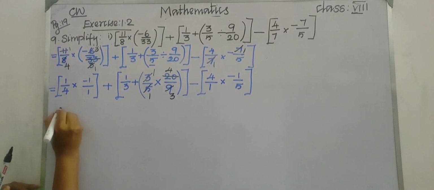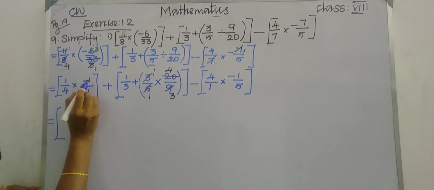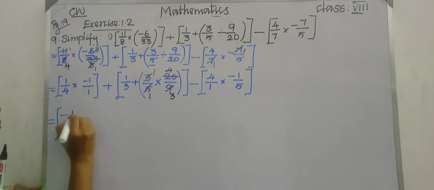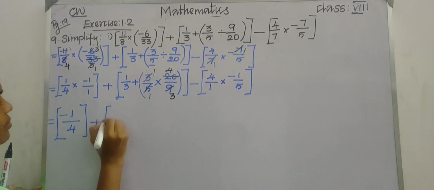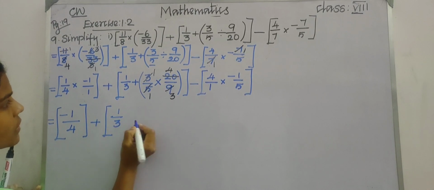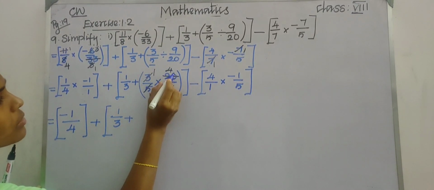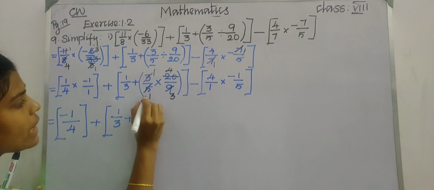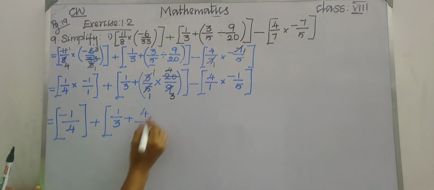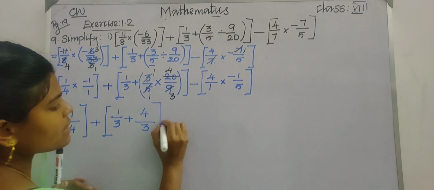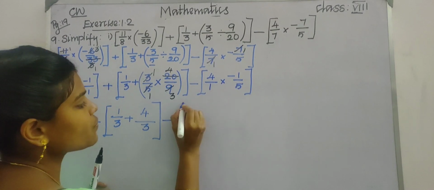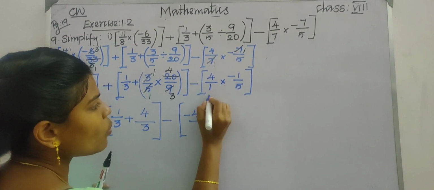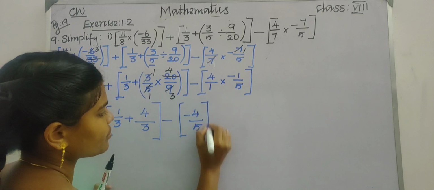See, 1 into minus 1, minus 1, right? So minus 1, and 1 into 4, 4. Okay children, so we got minus 1 upon 4 plus, so 1 into 4, 4, and 1 into 3, 3. Okay children, and see the next bracket. So 4 into minus 1, minus 4, and 1 into 5, 5.